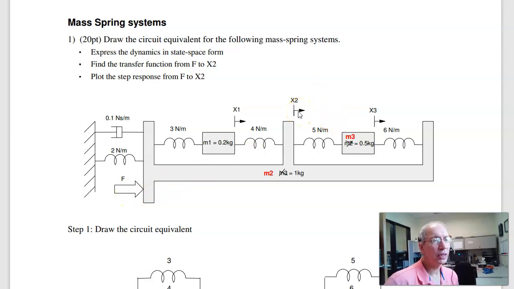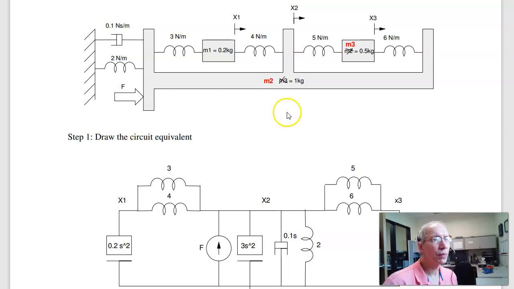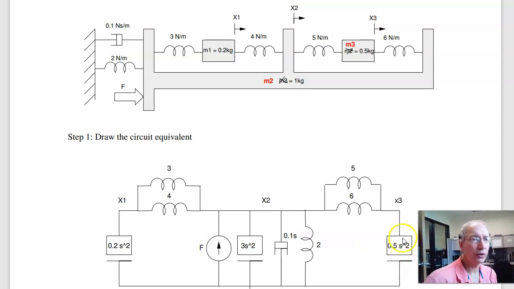Now the way we do it is convert this to a circuit equivalent and then write the node equations, write the state space equations, throw it into MATLAB, solve. So the first step is to write the circuit equivalent. What I do is I've got 3 degrees of freedom, x1, x2, x3, so I have 3 voltages, x1, x2, x3. Each voltage has inertia, draw that to ground, inertia to ground, inertia to ground, then start filling them in.